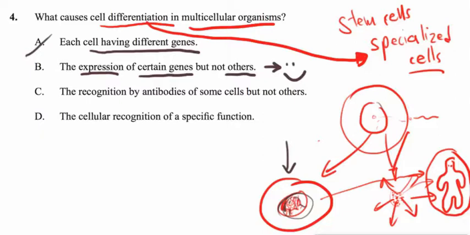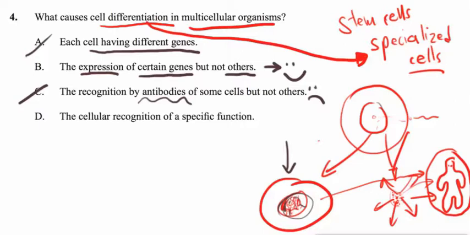The recognition of antibodies by some cells but not others. That's kind of a weird, obscure answer. Antibodies are related to the immune system as well too. It's not really important in determining why certain cells turn into some cells and other cells don't turn into those cells. So it's not convincing enough. So I'm going to put a really sad face there and cross it out.